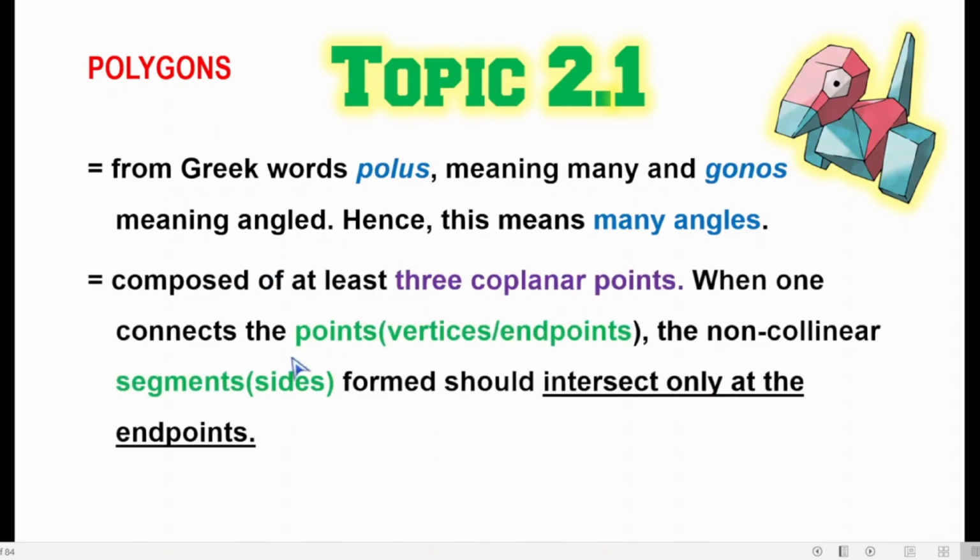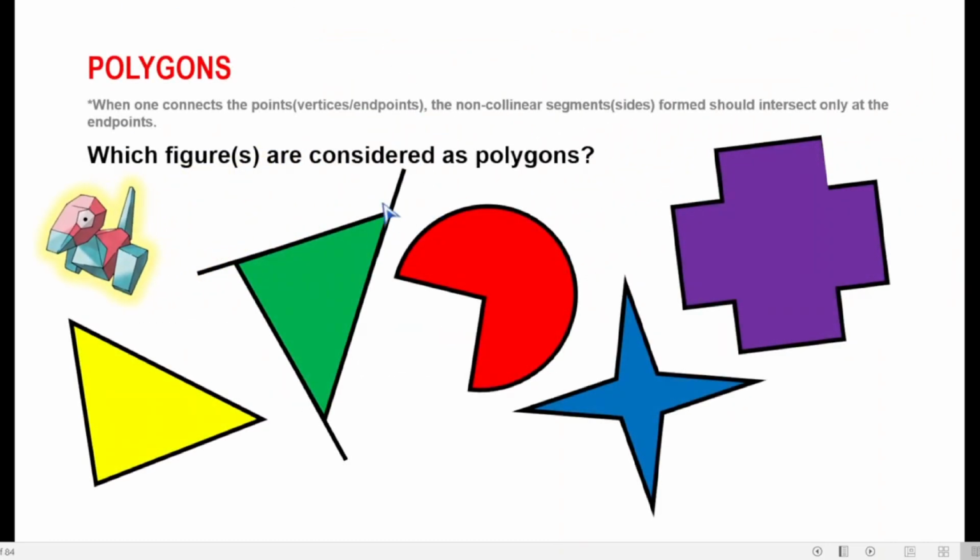And if you connect the points, which are actually the vertices or the endpoints, with non-collinear segments, those segments are the sides, and they should only intersect at the endpoints. So the sides must only intersect at the endpoints. So which figures here are polygons?